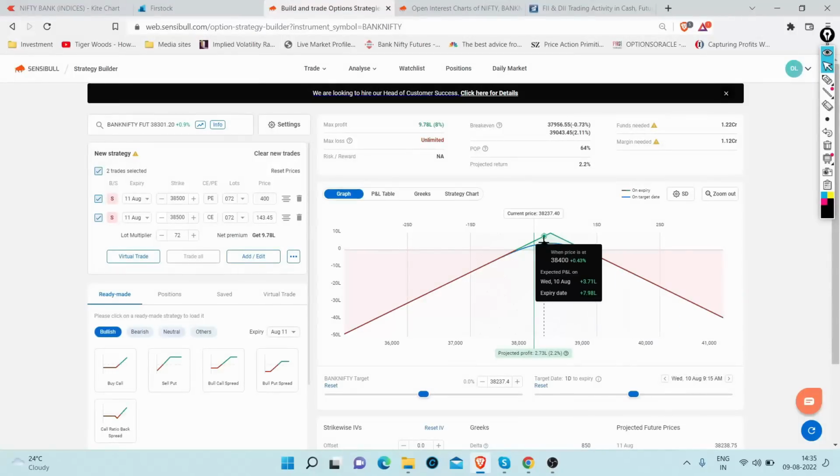So tomorrow, in case we are having a 100-point gap down, let's say, even then we will end up making around 1.3 lakh. So in spite of a 100-point gap down, we are still making 1.3 lakh.